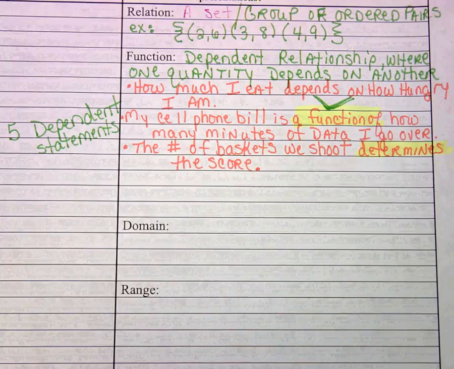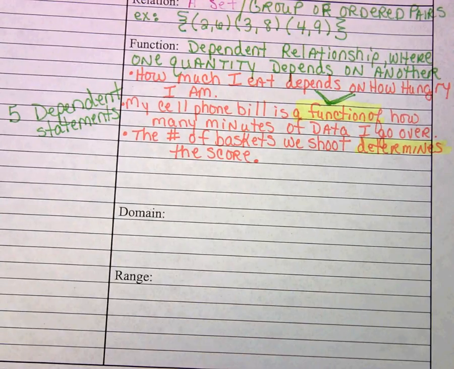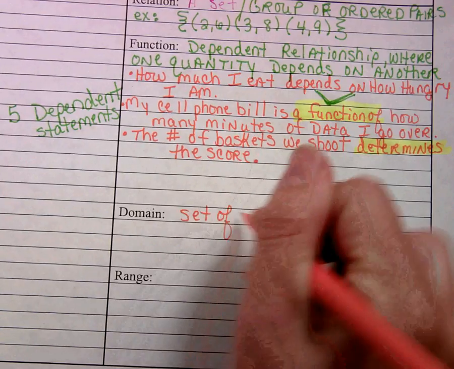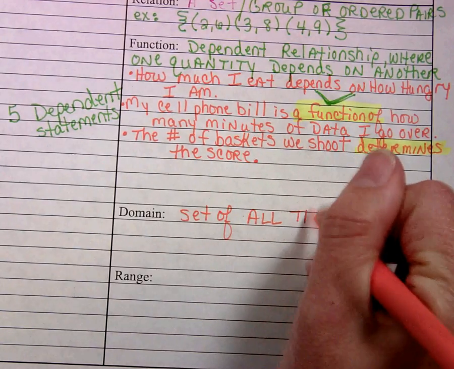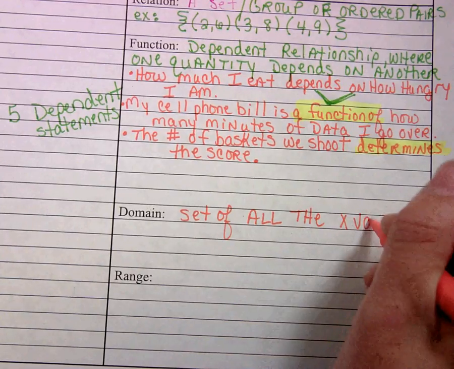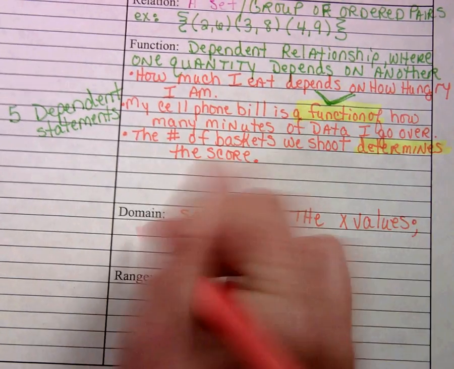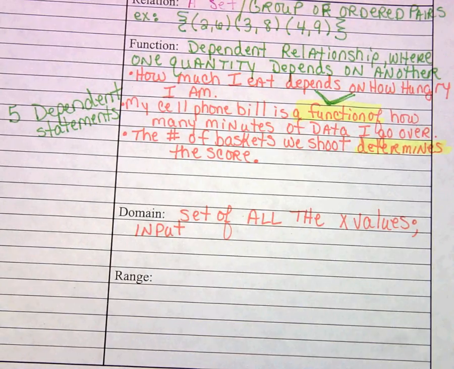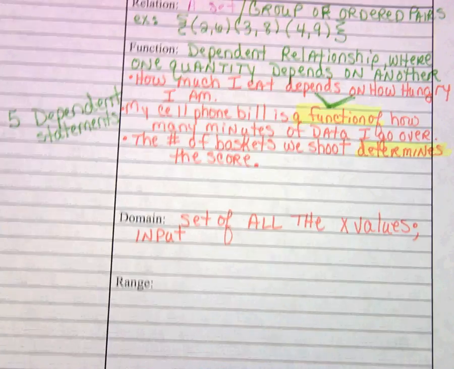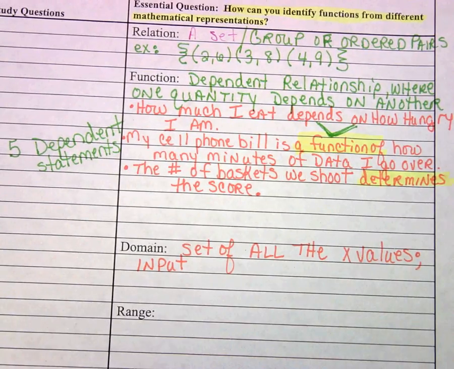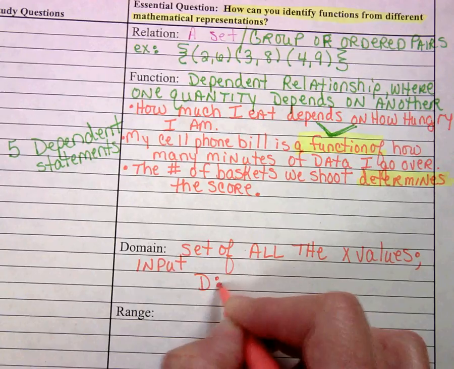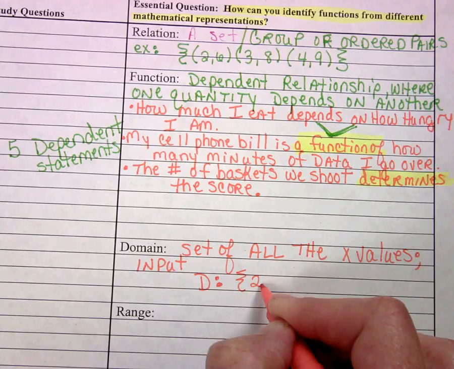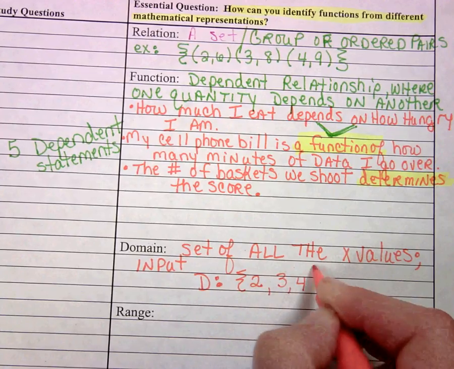Our next vocabulary word is domain. Domain is simply the set of all the x values. We can also call the domain the input. That's another way to refer to it. It's just all the x values in our relations or our function. So if we look back at the relation up at the top that I gave you, the domain for this would be the x values from each ordered pair. So it would be 2, 3, and 4.